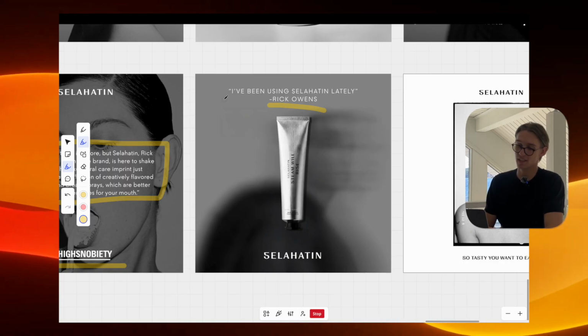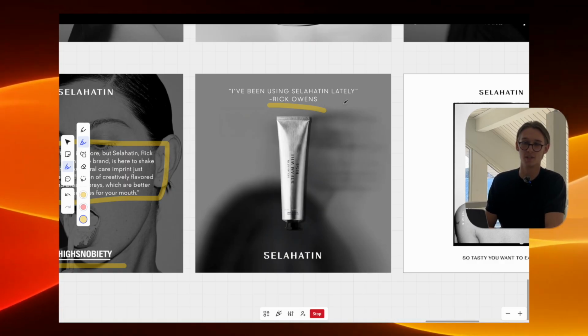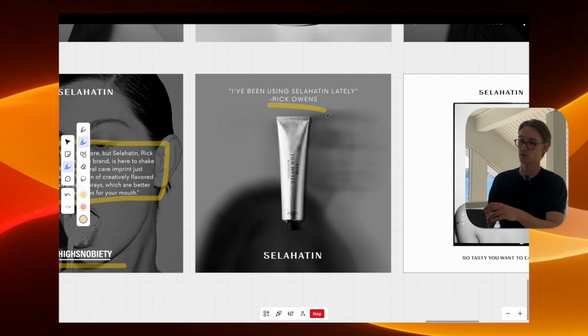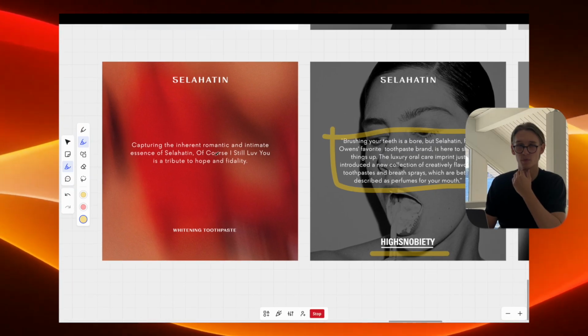And we've actually tested, I think, 5 different angles regarding this. And the one that says, "I've been using Selatin lately, Rick Owens," just works the best. Don't ask me why, it's super strange. We also had a few that were like "Rick Owens' favorite toothpaste brand" and just different angles like that. But for some reason, this just works the best. So these were very much article and press related.